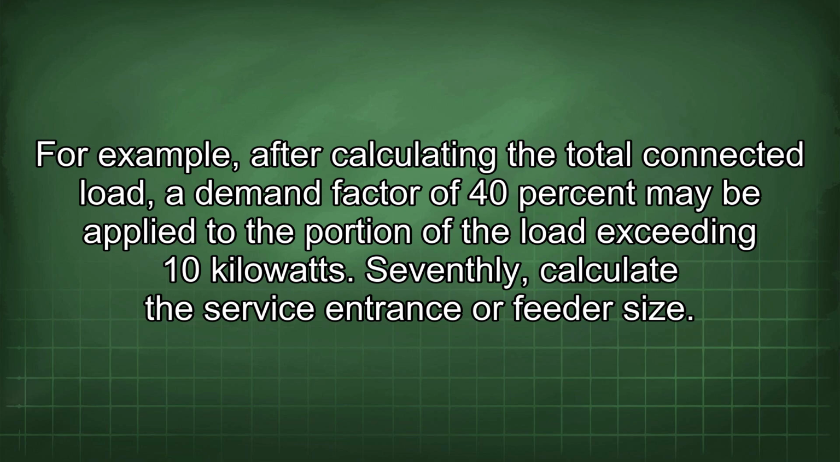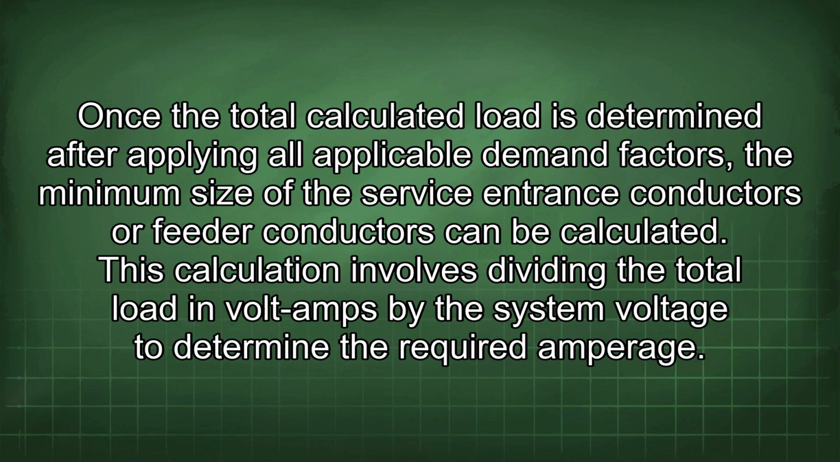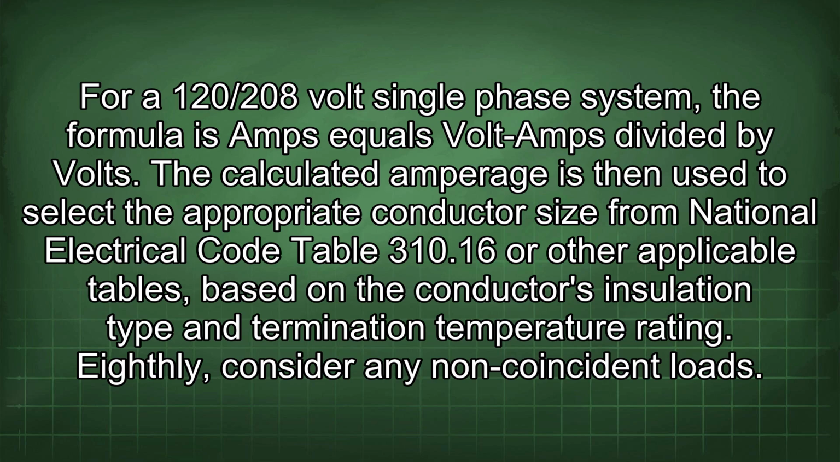Seventhly, calculate the service entrance or feeder size. Once the total calculated load is determined after applying all applicable demand factors, the minimum size of the service entrance conductors or feeder conductors can be calculated. This calculation involves dividing the total load in volt-amps by the system voltage to determine the required amperage. For a 120/208 volt single-phase system, the formula is amps equals volt-amps divided by volts.